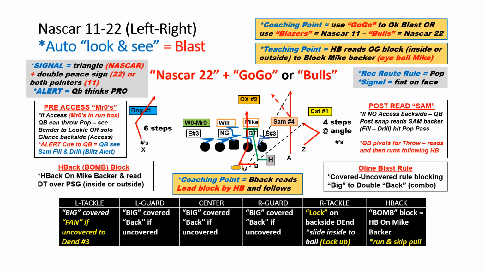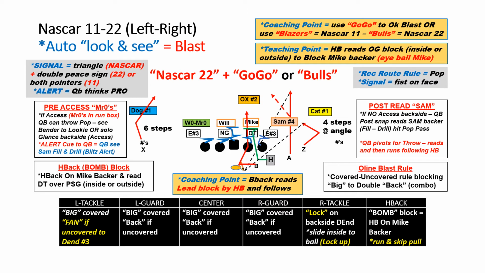Signals for this, again, the NASCAR signal is the pointer fingers and the thumbs together to form a triangle right in front of the signal caller. And then if we want to go to the left, odd numbers, we would just do 2 pointers up. And if we wanted to go to the right, it would be 2 peace signs up. Again, even number to the right, odd number to the left.